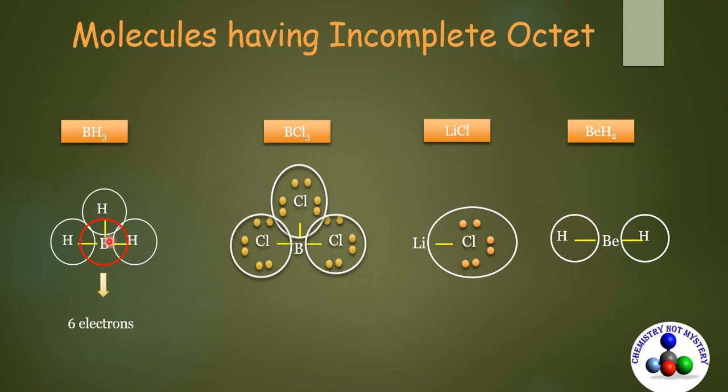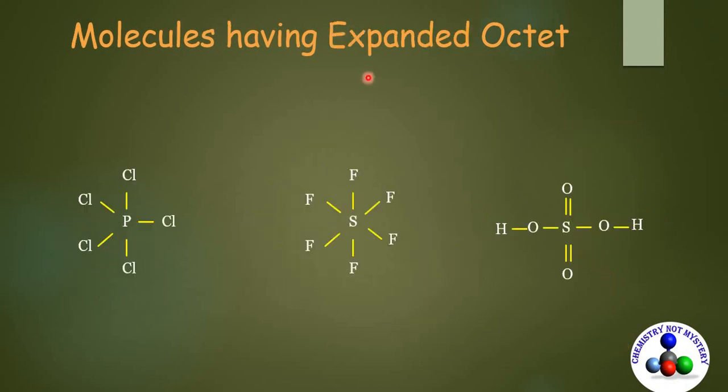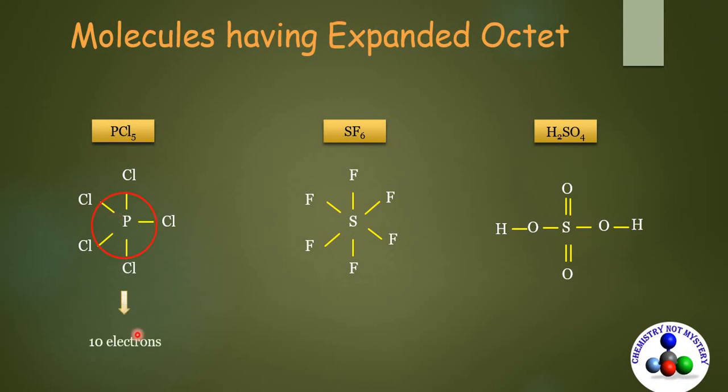In BH3, boron has only 6 electrons. In BCl3, boron has only 6 electrons. In LiCl, lithium has only 2 electrons. And in BeH2, beryllium has only 4 electrons. There are some molecules having expanded octet also, like PCl5, SF6, H2SO4. In PCl5, phosphorus has 10 electrons. In SF6, sulfur has 12 electrons. In H2SO4 also, sulfur has 12 electrons.